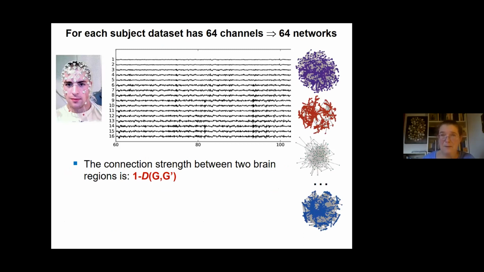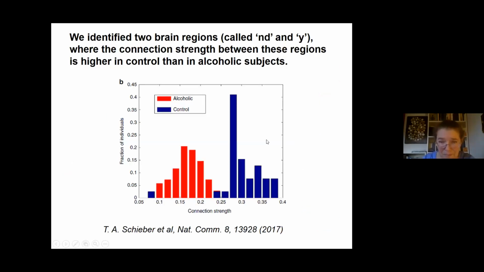So for each subset, we have 16 channels, and we obtain 16 networks, which are schematically represented here. Then from these 16 networks, we build a kind of super network by connecting different brain regions if their networks are very similar. The dissimilarity measure tells me how different they are, and if they are very similar, we put a strong connection. In this way we obtain the possibility of distinguishing between alcoholic and non-alcoholic subjects, because we identify 2 brain regions where the connection strength is higher in control than in alcoholic subjects.